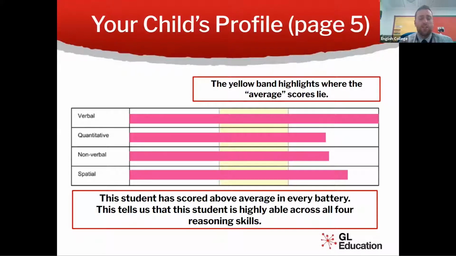So if we were to look at this child here, for example, we can see that in every single one of those batteries, they're above average. And this student would probably be quite a high ability student. Sorry, not a high ability student, but would have high cognitive ability skills that they could apply into the curriculum. Okay. So you can take time to look at your own child's.